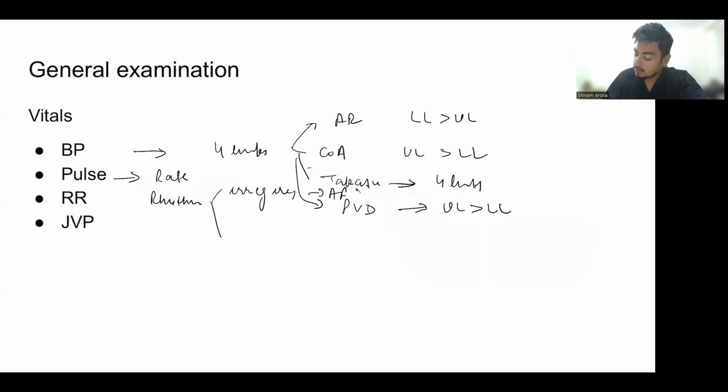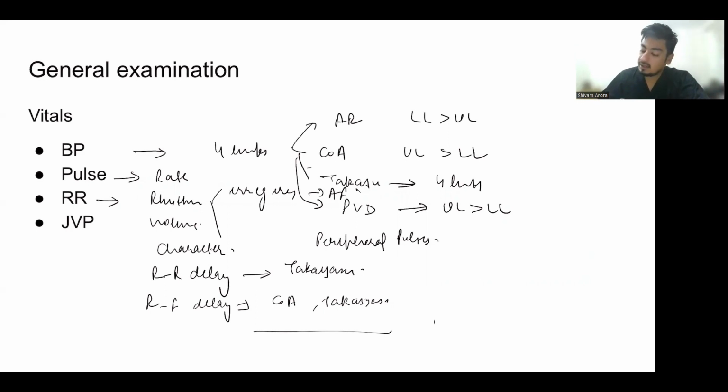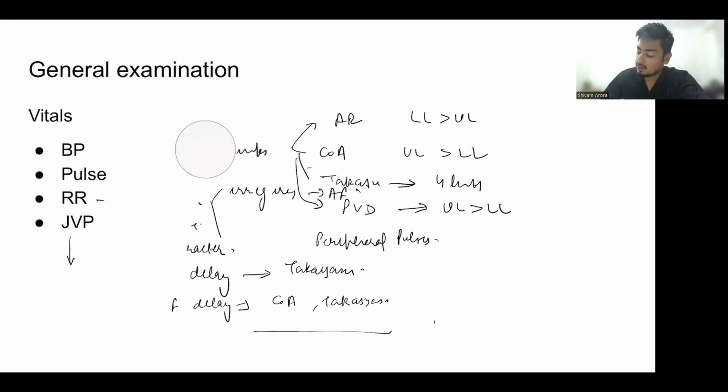Okay. Then we'll look for volume, character, then radio-radial delay, which can be there in Takayasu. Also radiofemoral delay, which can be there in coarctation of aorta or Takayasu. Okay, and in the end, peripheral pulses. Clear? Then respiratory rate, and the last thing to look in general examination in vitals is JVP. Okay.